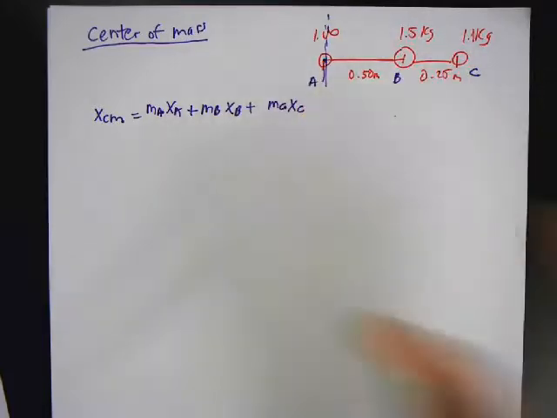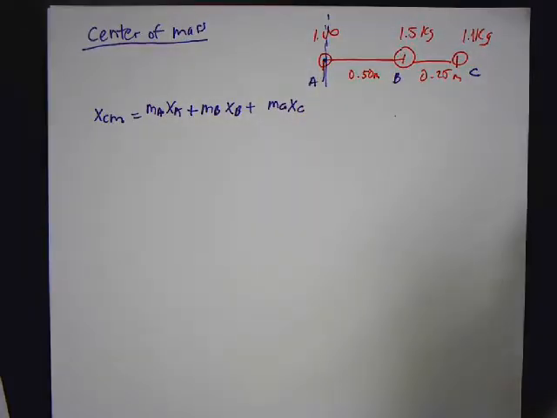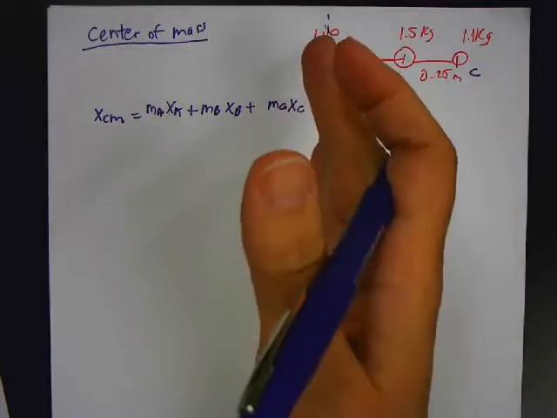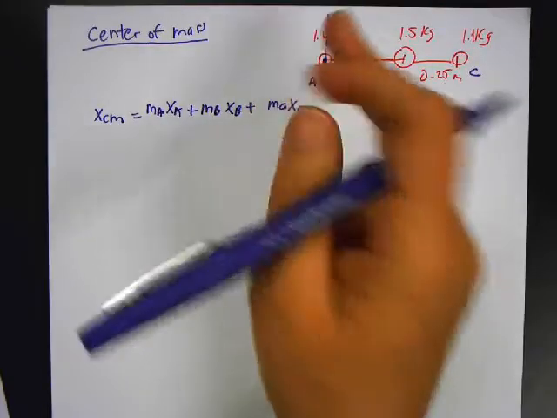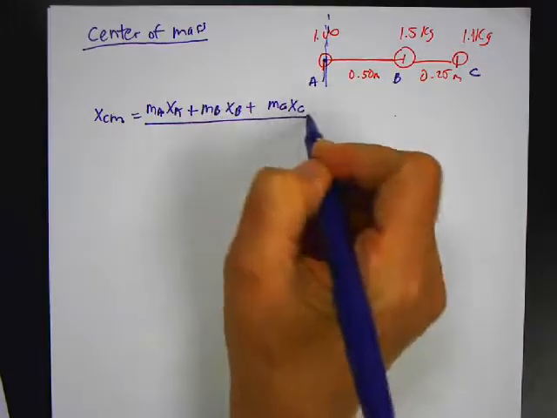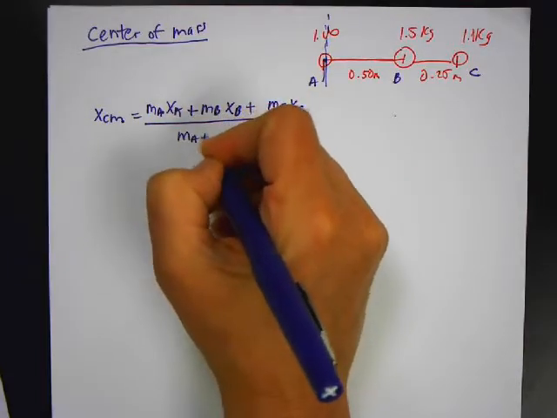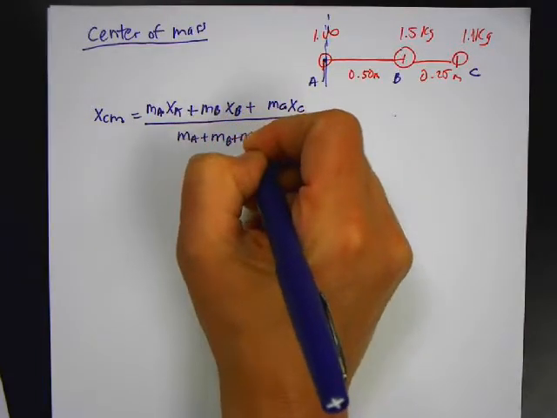Now again, the frame of reference is relative. You can pick your own frame of reference. I'm just used to, because we always have our graph being like on the bottom here, that's what I do, over my total mass, which would be MA plus MB plus MC.